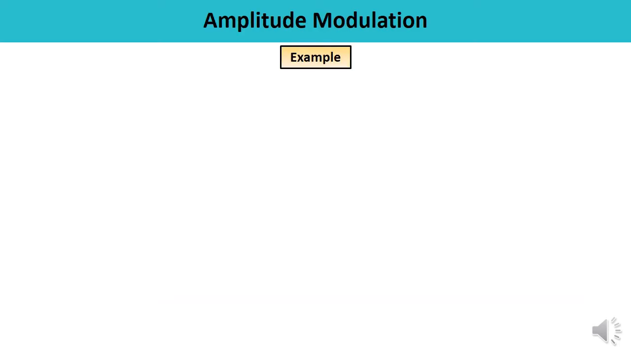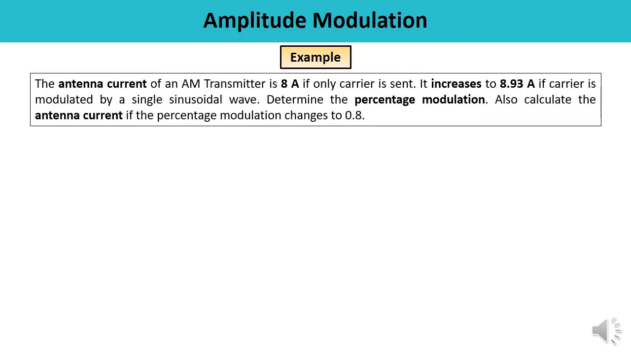Let us solve one example. In this question, the antenna current of an AM transmitter is 8 ampere if only carrier is sent, and the antenna current is increased to 8.93 ampere if the carrier is modulated by a single sinusoidal wave. Determine the percentage modulation. Also calculate the antenna current if percentage modulation changes to 0.8.